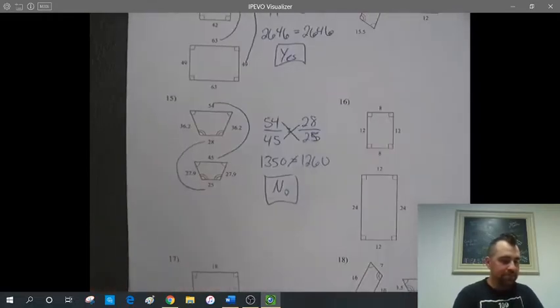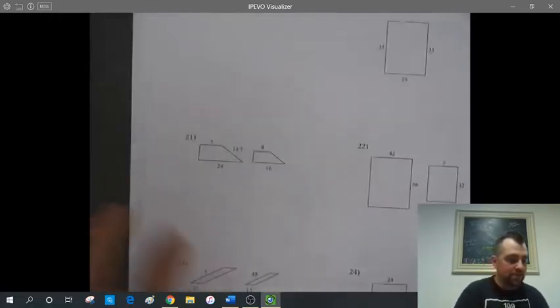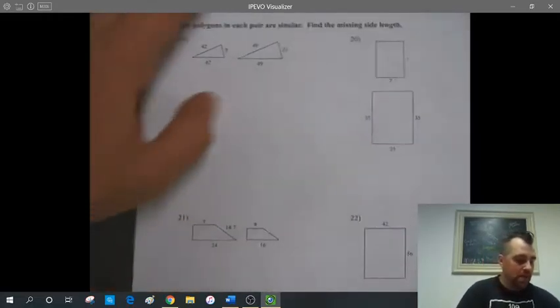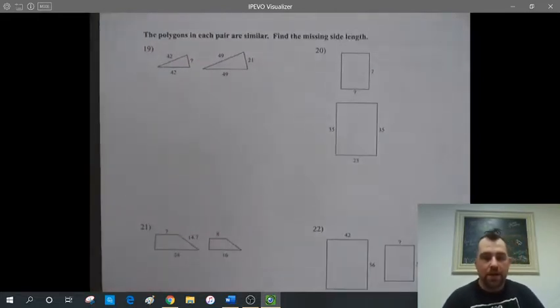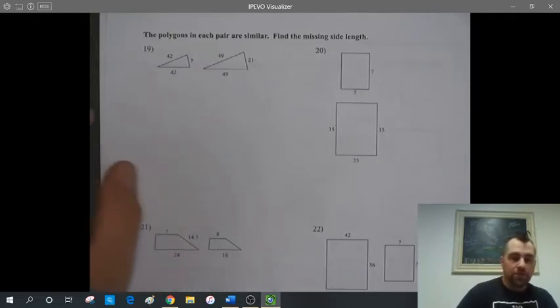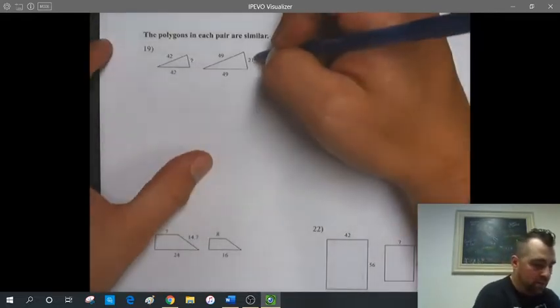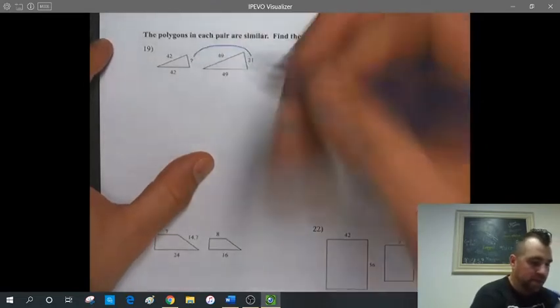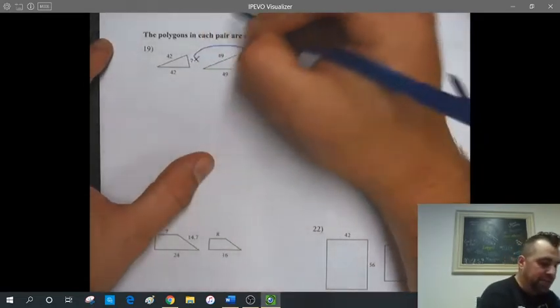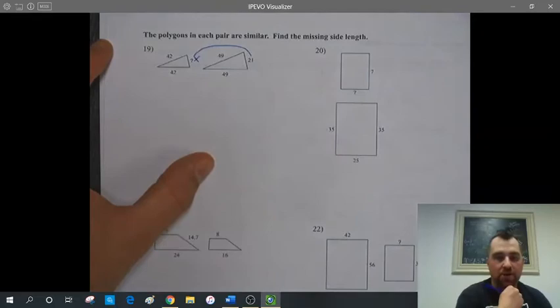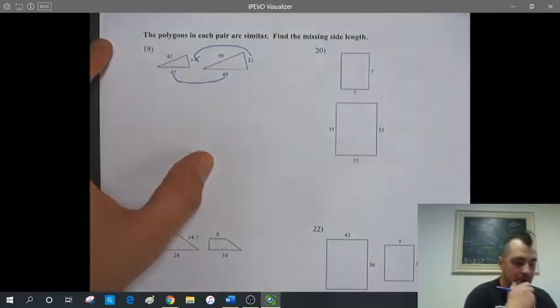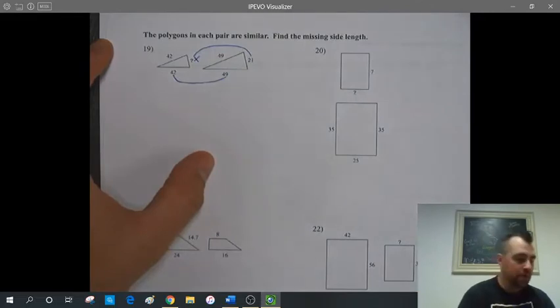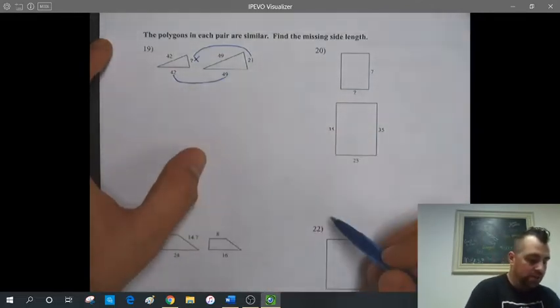Okay, that's that section. And then the last part of this, on the back side, you're finding the missing side, or the missing length, in each of these similar pairs of polygons. So in this top one, the side of 21 would compare to my question mark here. If I want to change that up, instead of a question mark, if I want to put a variable there like x, I can do that. And then I know that this bottom side would compare to this side here being similar. So the 49 compares to the 42.